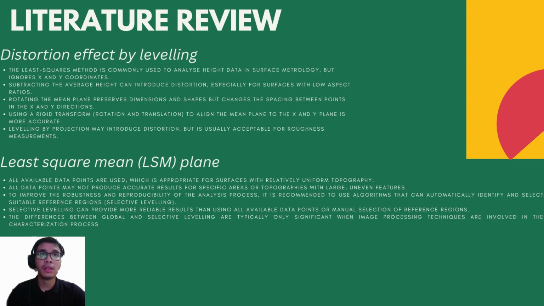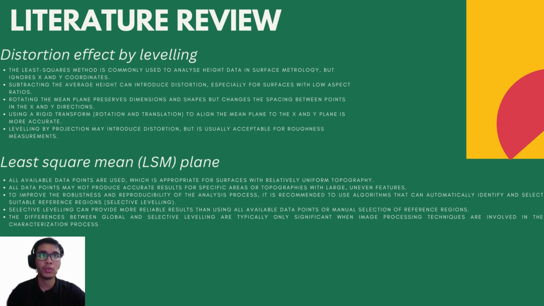The least square method is commonly used in surface metrology to analyze height data, but it ignores the x and y coordinates. One way to account for these coordinates is to remove the mean plane by subtracting the average height from all the points, but this can introduce distortion, especially for surfaces with low aspect ratios. Alternatively, the mean plane can be rotated to the x and y plane, which preserves dimensions and shapes, but changes the spacing in the x and y directions.